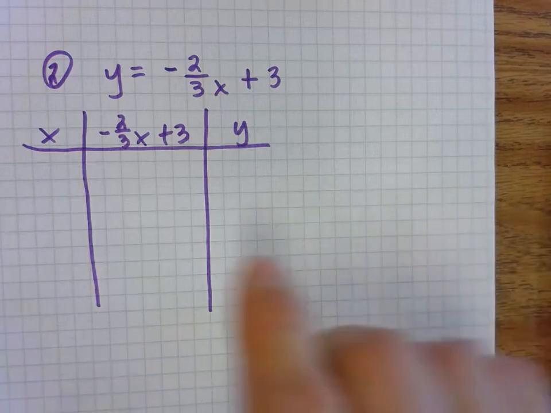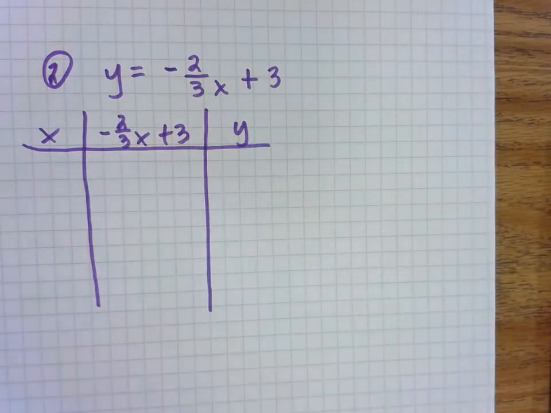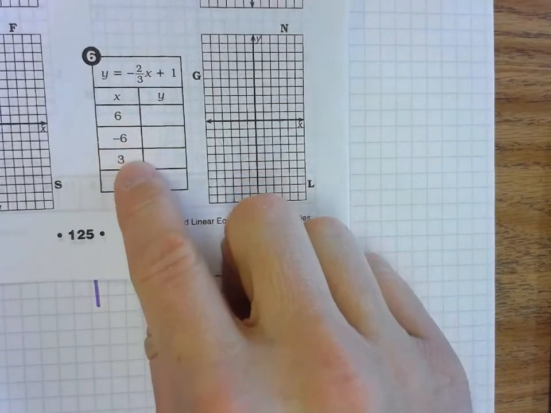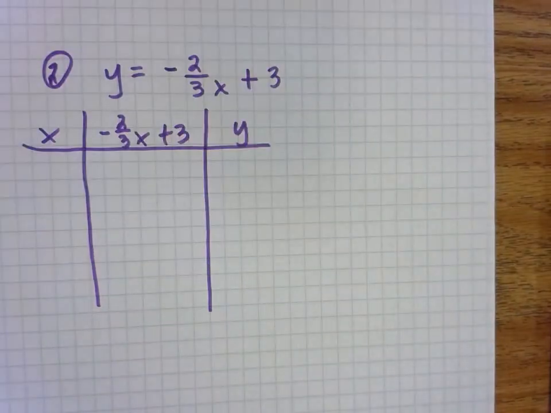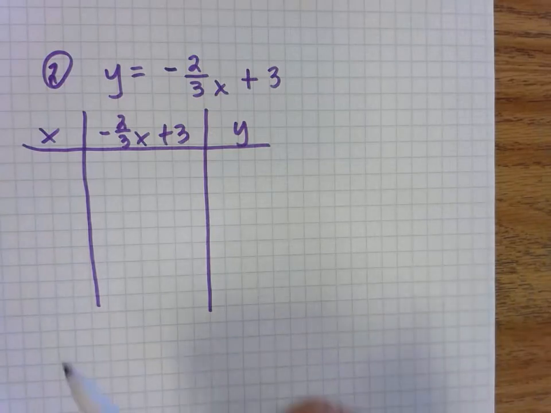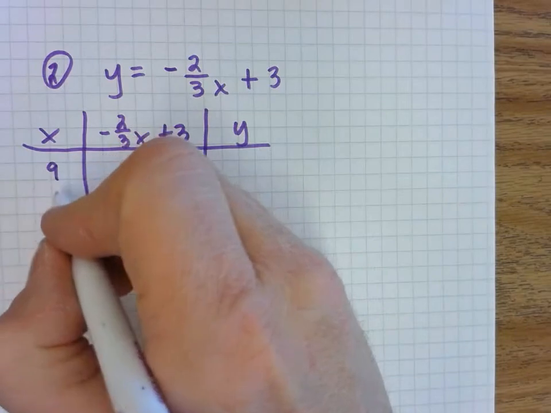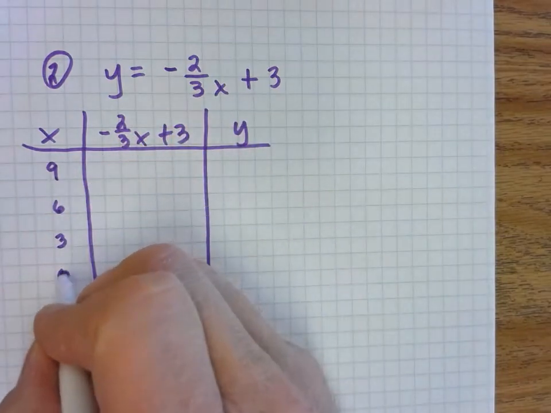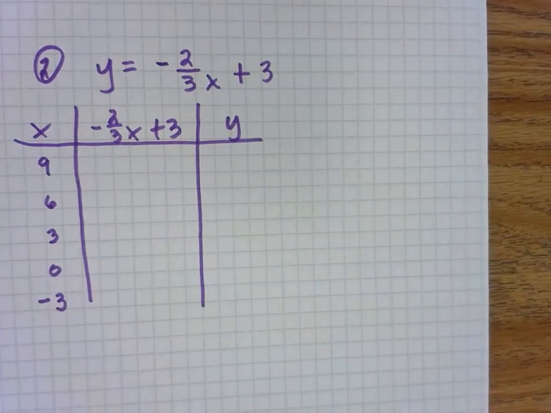Alright, so now I want to think about numbers that I can divide easily by 3. Okay, so we need to find numbers that we can divide easily by 3. And if you look back at this example over here, it's got numbers here that are easy to divide by 3. On this is problem 6, negative 6, 3, 0. Okay, I'm going to use those similar ones, but I think I'll use 9. Alright, so let's go 9, 6, 3, 0, negative 3. Alright, so let's use those, see what happens here.